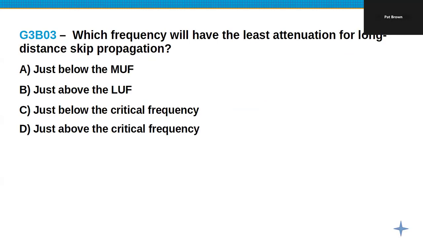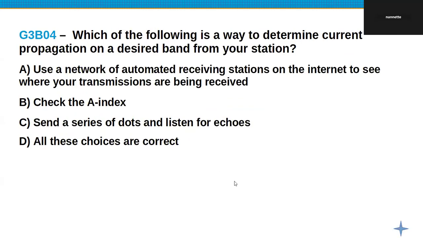Which frequency will have the least attenuation for long distance skip propagation? Alpha. Which of the following is a way to determine current propagation of a desired band from your station? The beacon, so alpha.